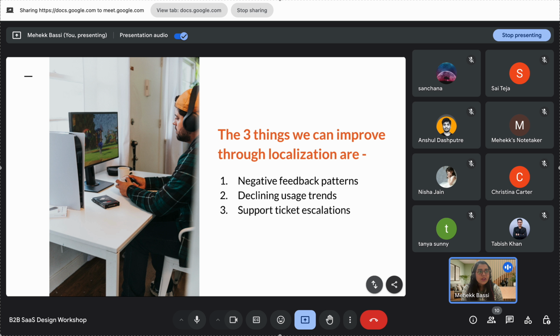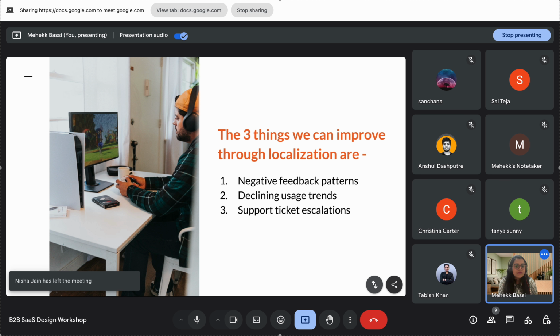So the three things we can improve through localization are, first, negative feedback patterns. If you localize your product in the right way, you are more likely to receive positive reviews from your users. So I think this is pretty self-explanatory. Second, declining usage trends. This is all about how the usage of your app declines. If it is not localized, people will just uninstall it, maybe unsubscribe, maybe because they find it very hard to use. If you localize it, there's a high chance that the usage trend will rise again.